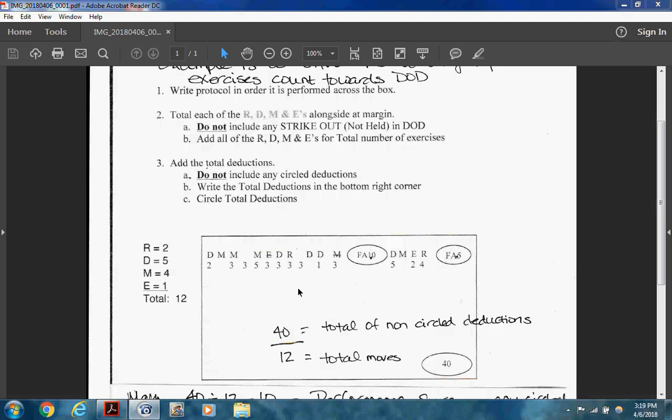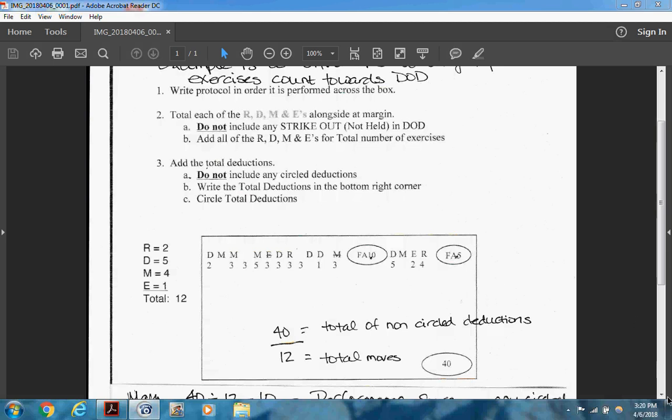D, no deduction. D1, M3, put a line through the M. FA 1.0 and circle it. Any deduction that ends up being circled is an after-the-fact deduction, as I call them, and we will get to that when we talk about calculating the performance score. D5, M, no deduction. E2, R4, FA 0.5, and circle it. Okay, so that would be the 1-minute routine that we just watched.